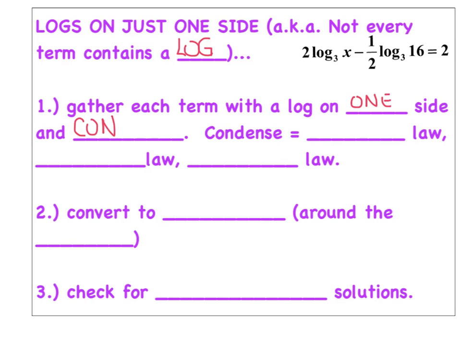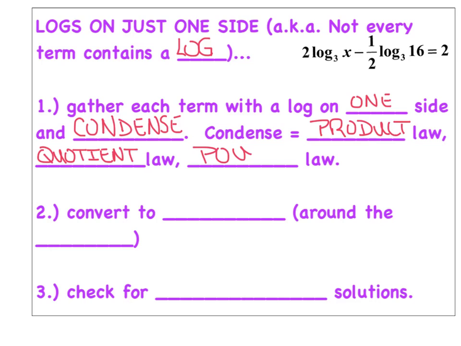That's a huge word tonight. We're going to be very proficient at condensing. What does it mean to condense? Well, we're going to use a combination of our product law from the other night. Possibly we're going to use our quotient rule quite a bit. And do you remember the name of the third one? Yeah, it was the power law. So we're going to use a combination of these three laws throughout the problems tonight, and we're just going to keep condensing.